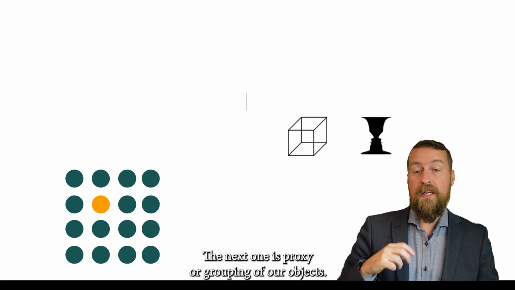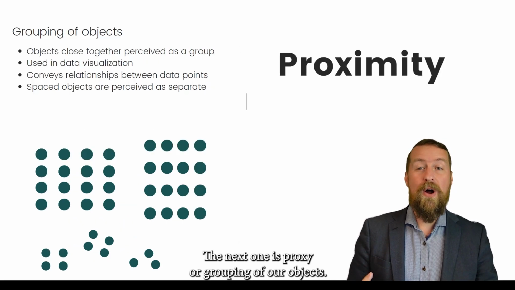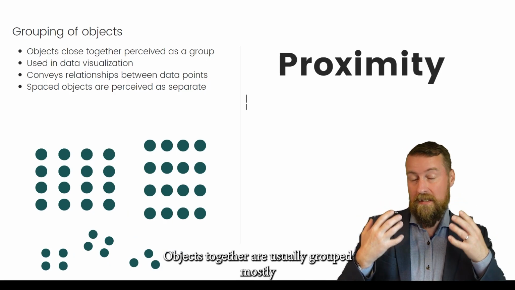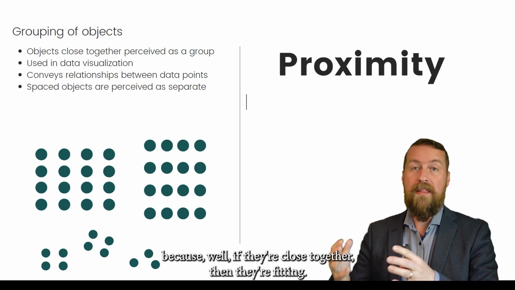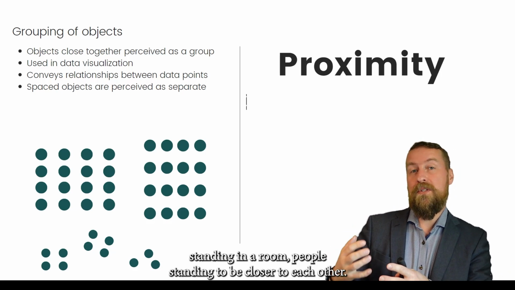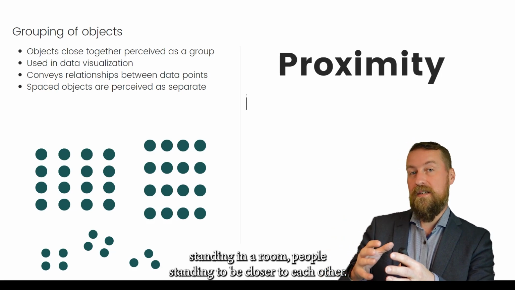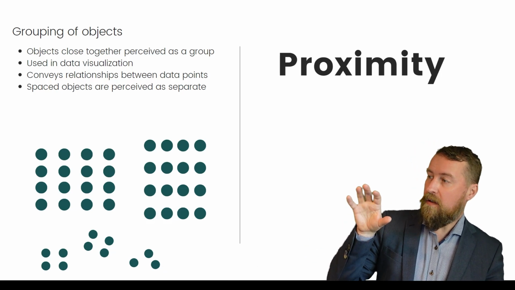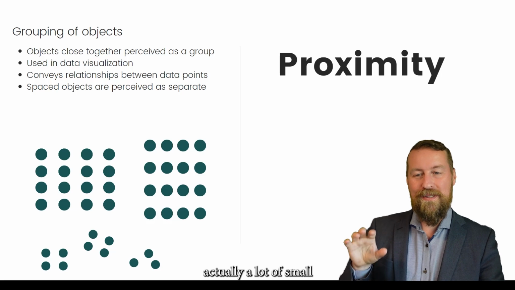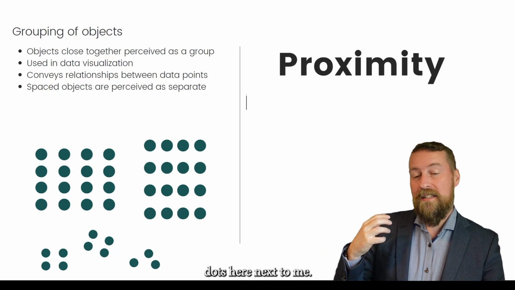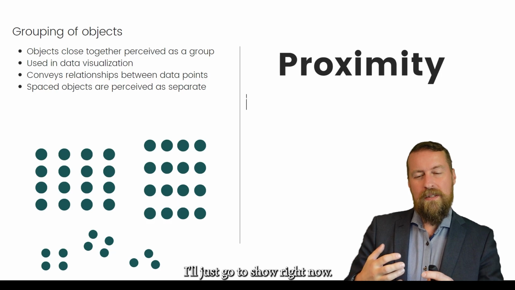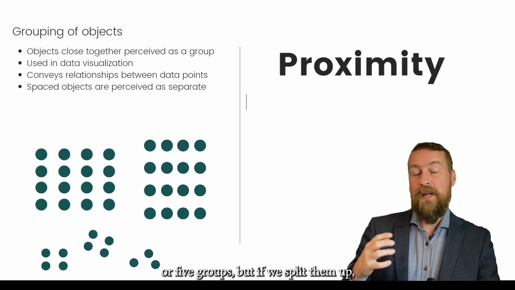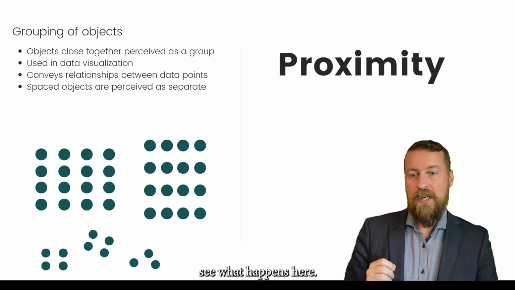The next one is proximity or grouping of our objects. Objects together are usually grouped mentally because, well, if they're close together, then they're fitting. You can think about it as people standing in a room, people standing closer to each other, they are probably together. I have a lot of small dots here next to me, and right now, you might see 2, 3, 4, 5 groups, but if we split them up, see what happens here.